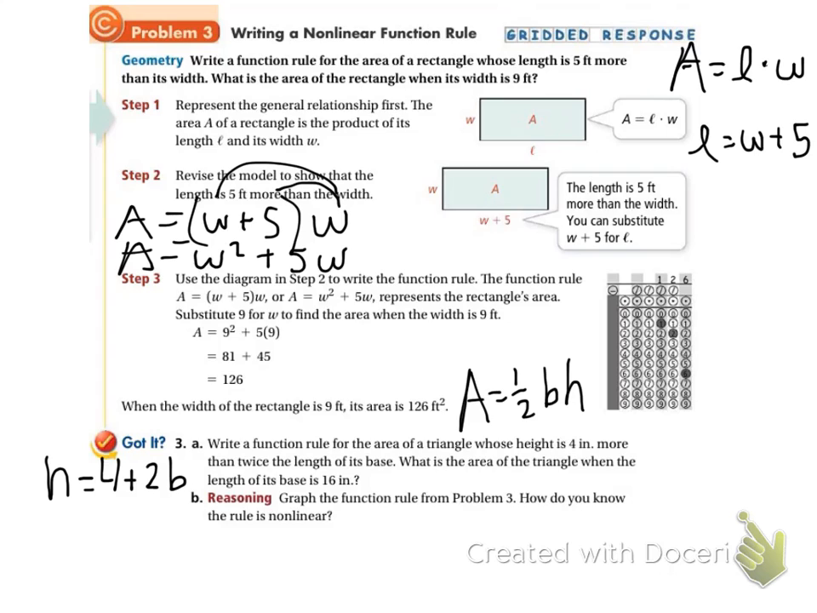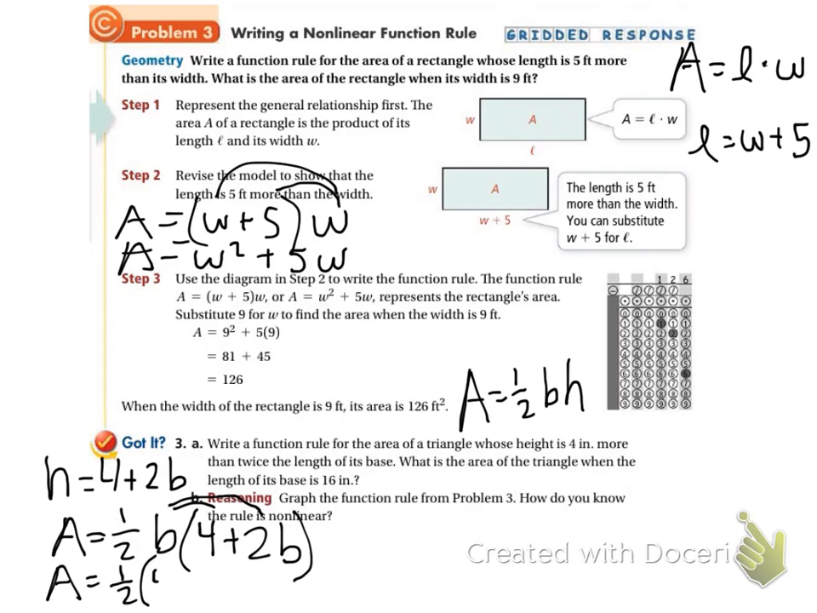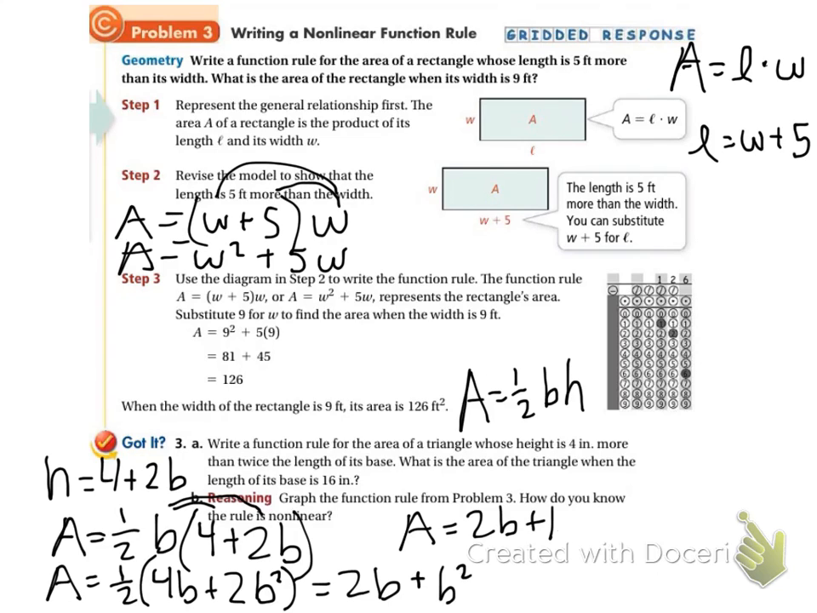So then I'm going to plug that in. I get A equals 1/2, oh, we keep our b. But then instead of H, I'm plugging in 4 plus 2b. And then I should probably simplify it so it looks a little nicer. So I'll distribute these guys in. So I have A equals 1/2 times 4b plus 2b squared. And then I can distribute in that 1/2. 1/2 times 4b is 2b. 1/2 times 2b squared is just b squared. So our equation is A equals 2b plus b squared.